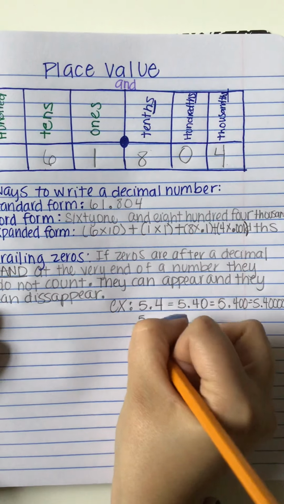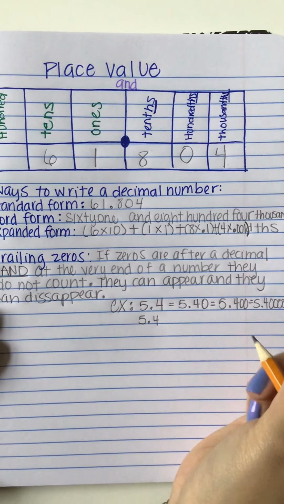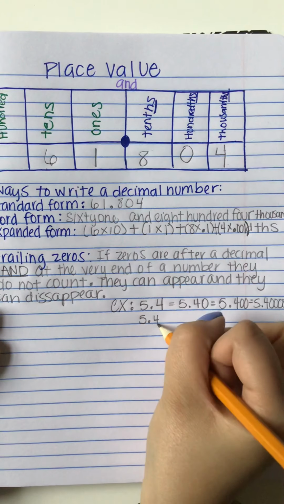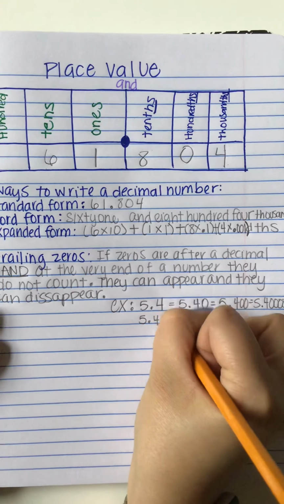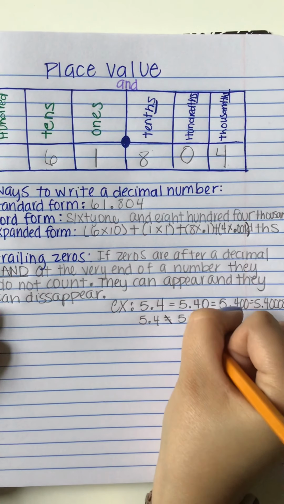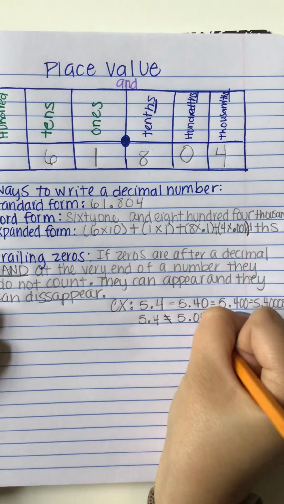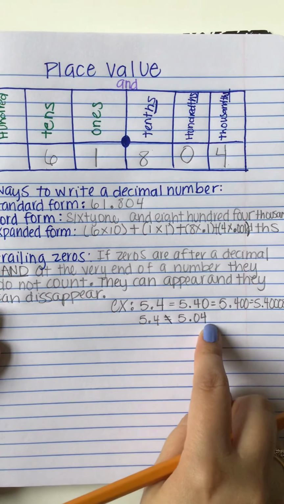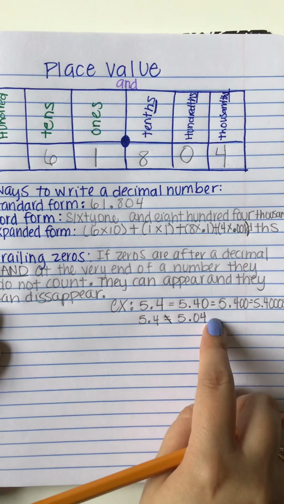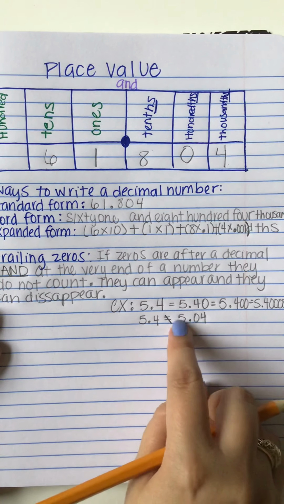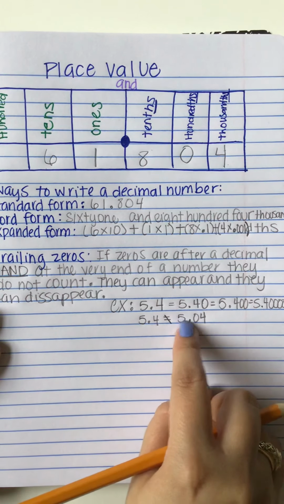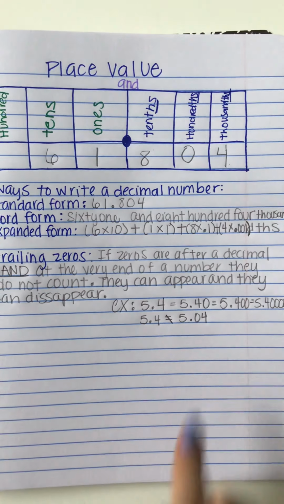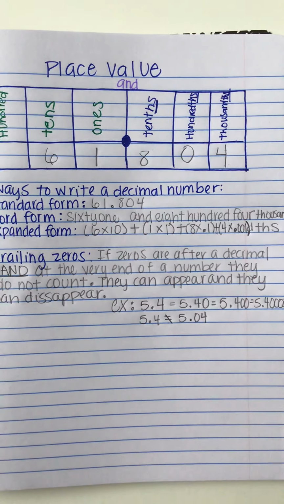What that doesn't apply for is 5 and 4/10 is not the same as 5 and 400ths, because here the 0 is between 2 whole numbers. Okay, it's not at the very end, and it is after a decimal, but it is not at the very, very end. So that 0 is important.